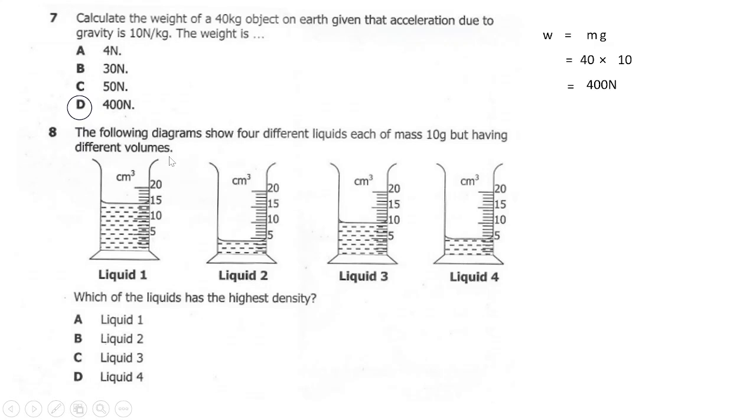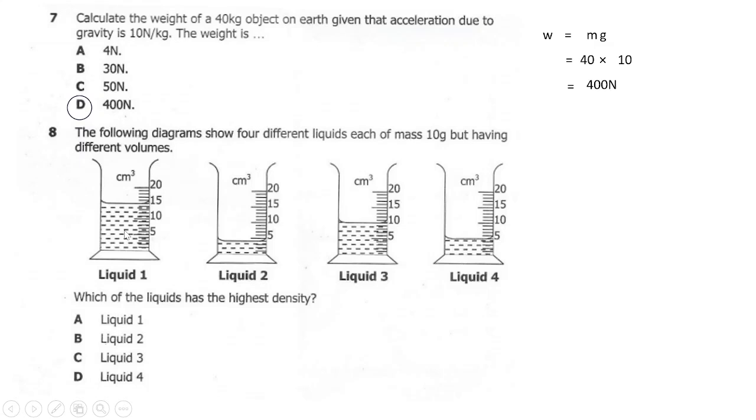Okay, so we have 4 different liquids. Liquid 1 has also the mass of 10 gram. Liquid 2 has also the mass of 10 gram. Then liquid 3 has also a mass of 10 gram, and liquid 4 has also a mass of 10 gram. That is what the question is saying when it says the following diagrams show 4 different liquids, each of mass 10 gram, but having different volumes.